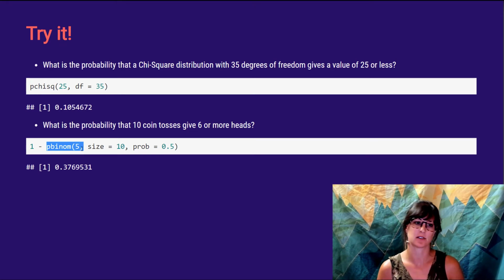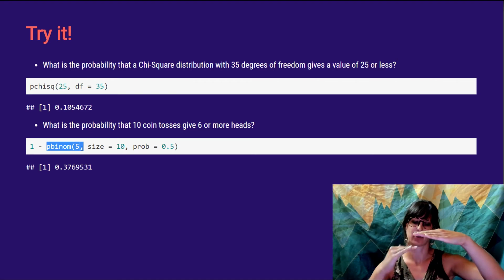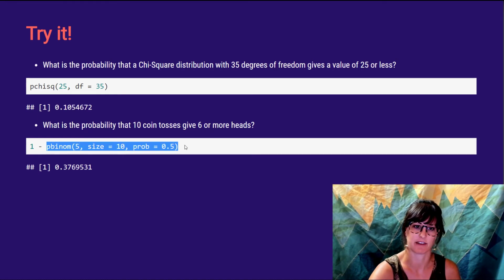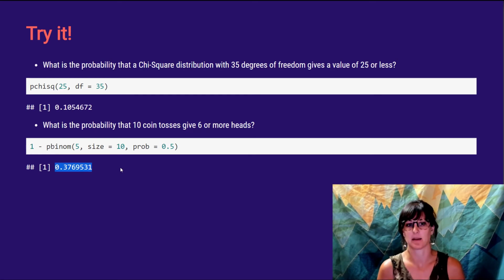So since I know that pbinom gives me below, I'm going to say, what's 5, 4, 3, 2, 1, 0? And then give me everything else. And so I found the chances of 5 or fewer heads, and then I flipped it, and I said, oh look, about a 38% chance of 6 or more heads.